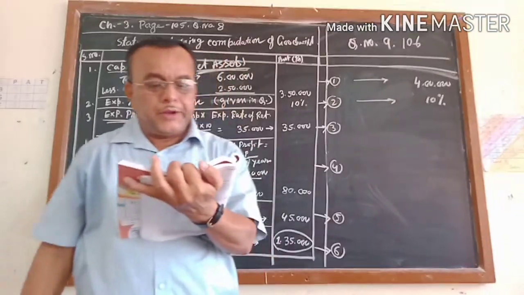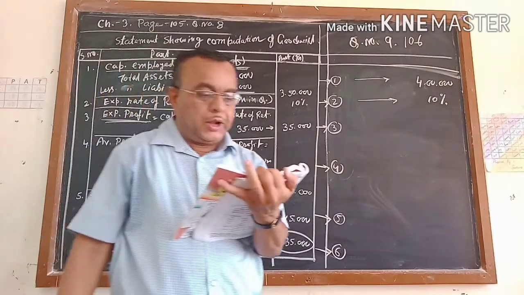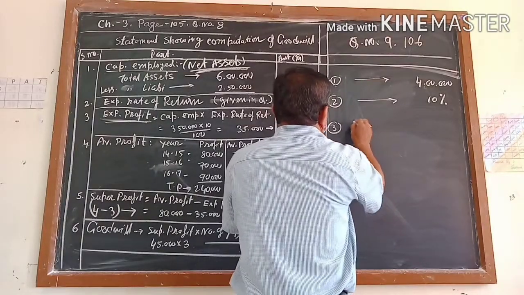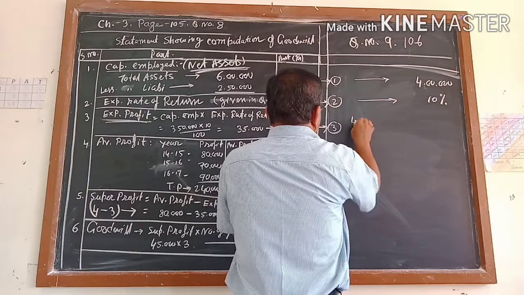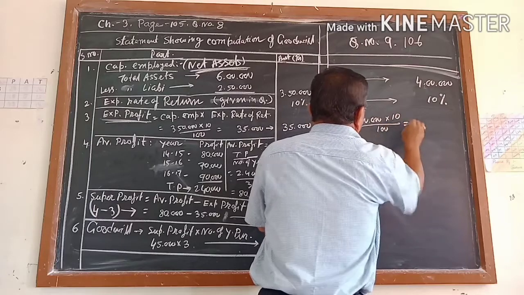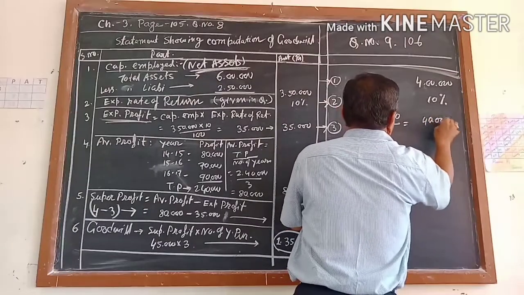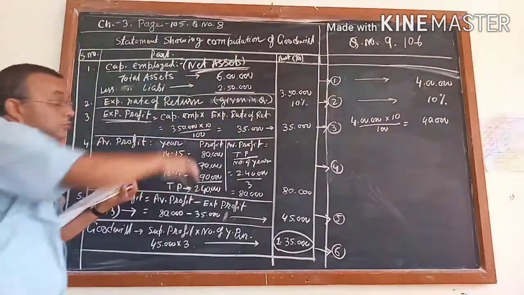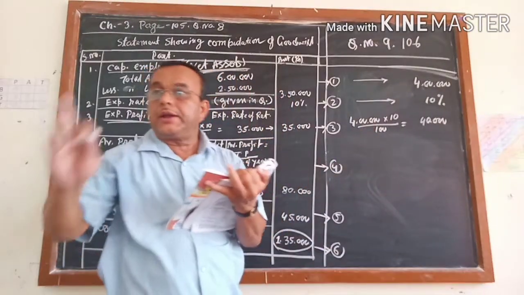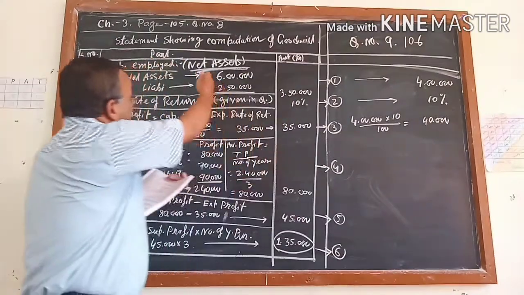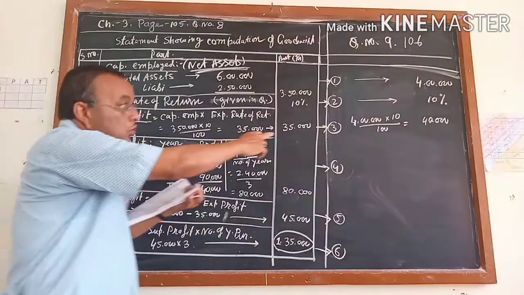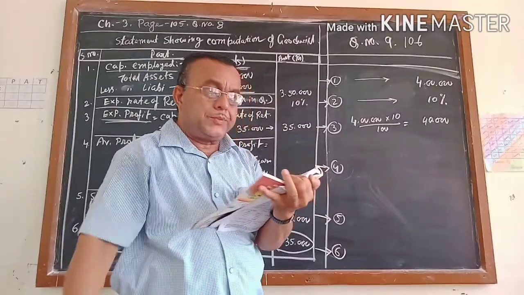Third one, expected profit. Expected profit is equal to capital employed into expected rate of return. That is how much you are getting: capital employed into expected rate of return, which is coming 40,000. This formula every time you have to write in each step. Don't write directly the figure. Don't write directly the amount. The marks will be deducted. How I have done question number 8 step by step, after writing the formula, you will do it here. This third step is over.